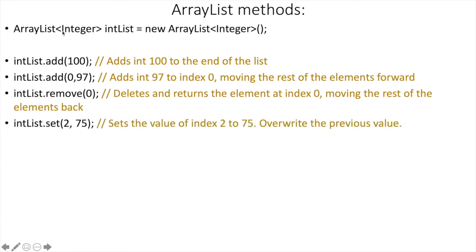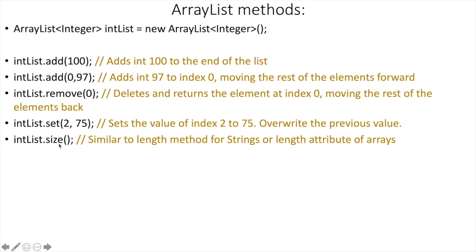The set method allows us to set the value at a given index. So in this example, intlist.set passes in the arguments 2 and 75 and instructs Java to set index 2 to the value of 75. Note that if there was already another number in there, this would overwrite any existing values.